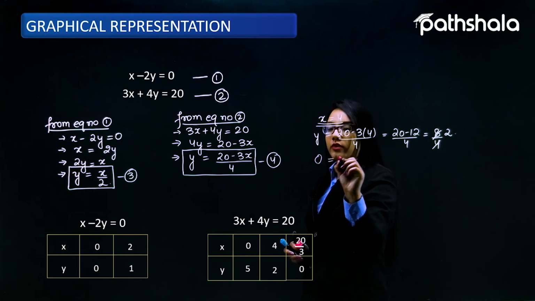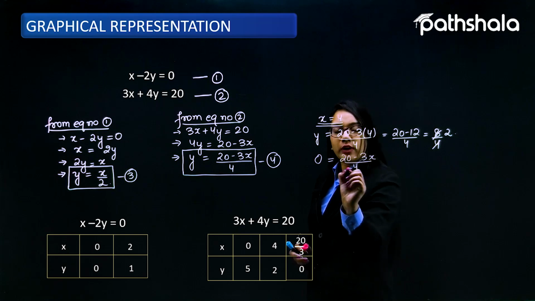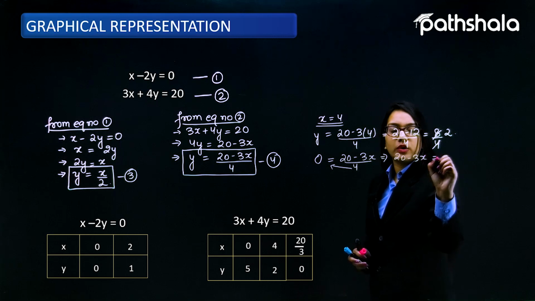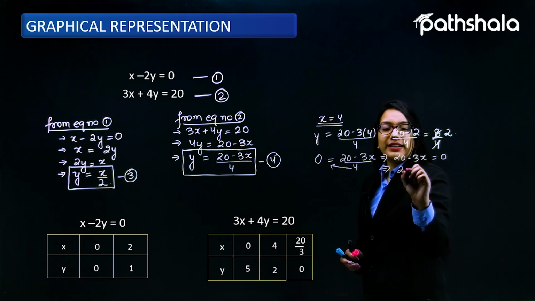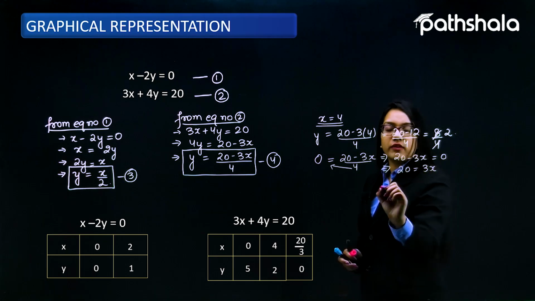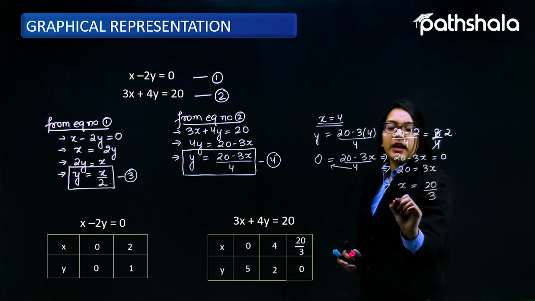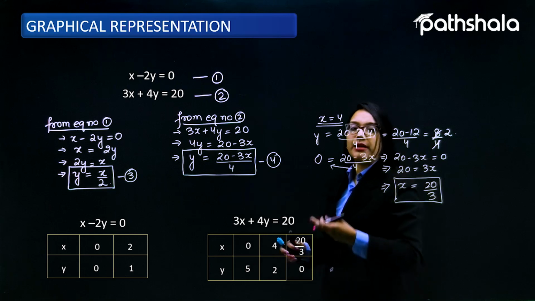If y is 0, we will get 20 minus 3x divided by 4. When 4 goes over there, the answer would be of the form 20 minus 3x, which is equal to 0. Now let's find out the value of x. It would be of the form 20 is equal to 3x. Furthermore, if we want to find the value of x, it would be 20 by 3. Hence, for y being 0, we are getting x as 20 by 3.